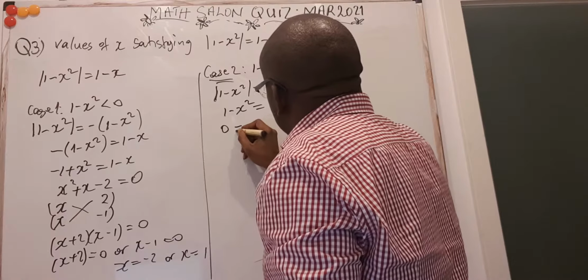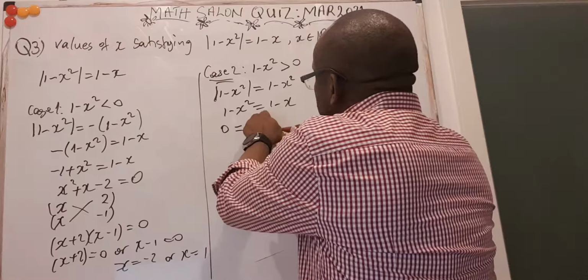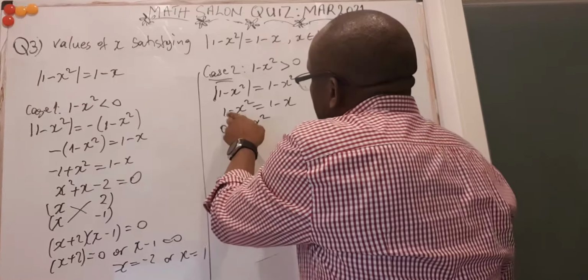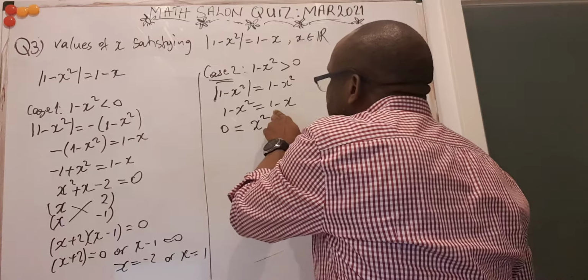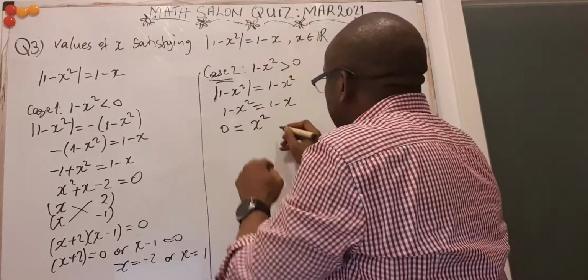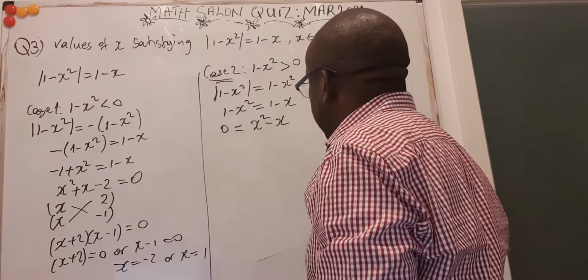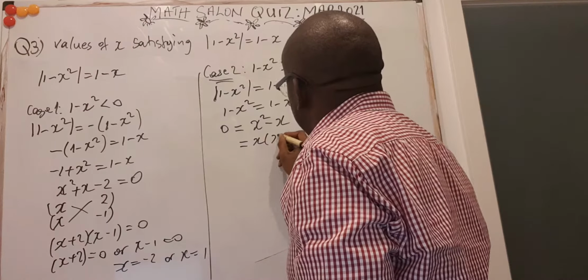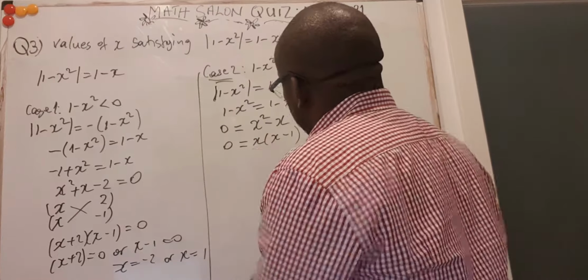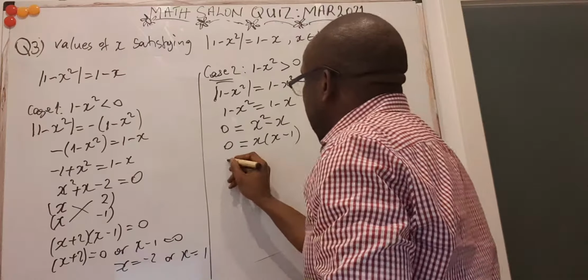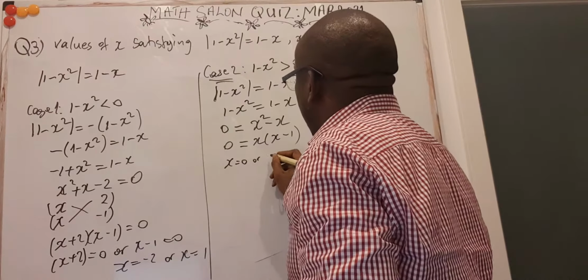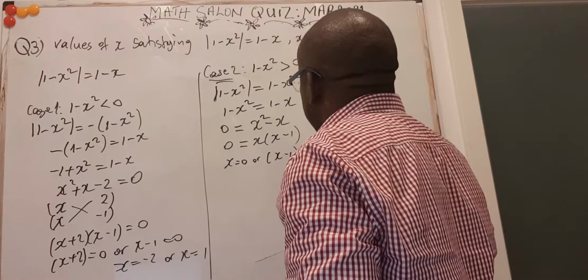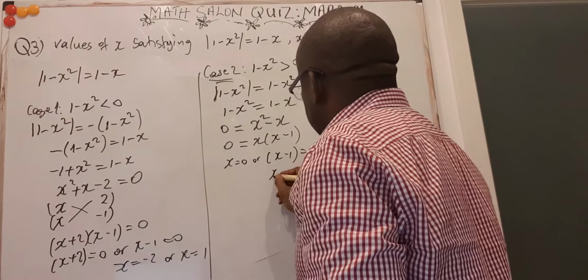So 0 here is equal to minus x squared, this way becomes x squared. This is plus 1. If it comes over, it becomes minus 1, and with the plus 1, they fall off. And I'm left only with minus x. I can factorize x because it's common there. So this is x into x minus 1. So if these two multiply to give 0, it means either x is equal to 0 or x minus 1 is equal to 0. That means x is equal to 1.